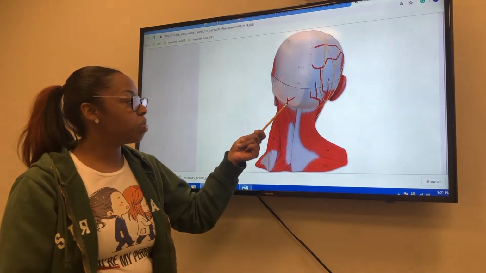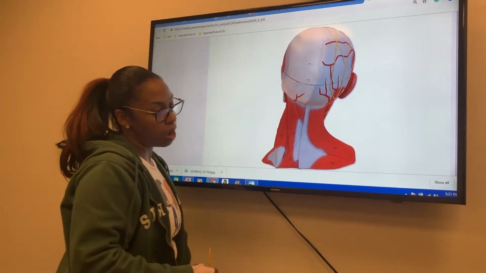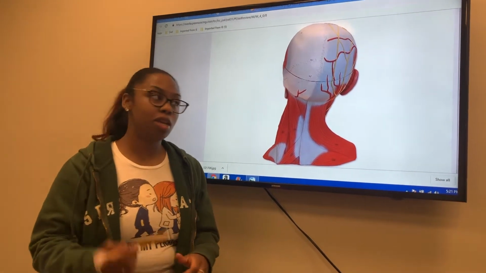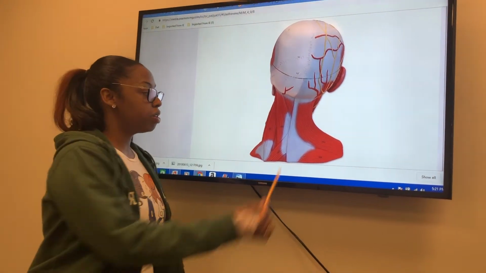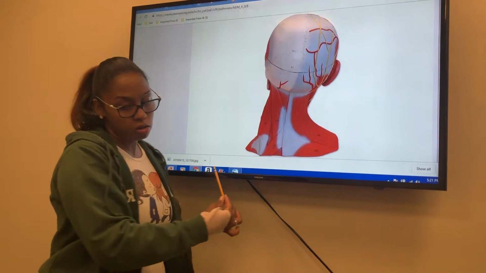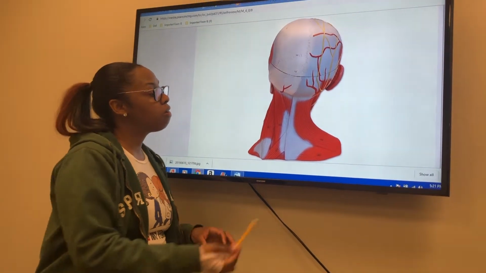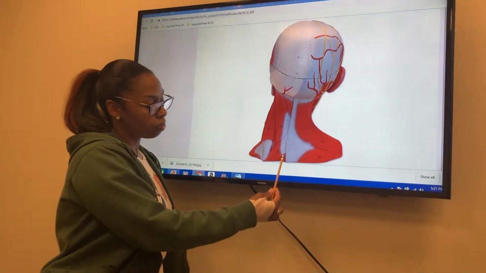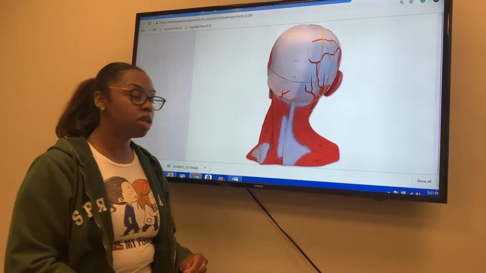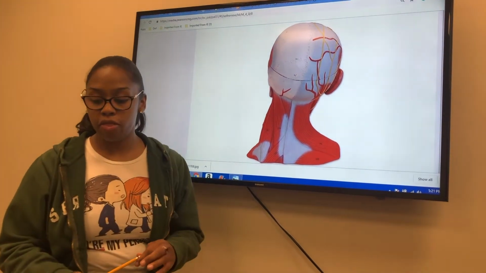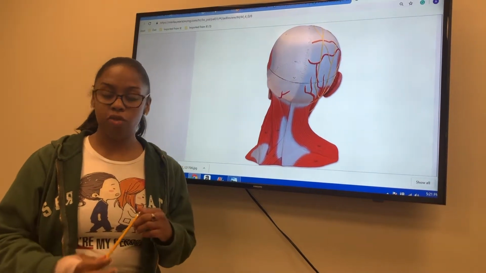The semispinalis capitis muscle is here. It has an action of extending the head down and back. Its nerve are the spinal nerves. We're going to be down the center. Its origin is the transverse process of the lumbar vertebrae in this area, and its insertion is the spinous process of the cervical vertebrae T1 and T4.